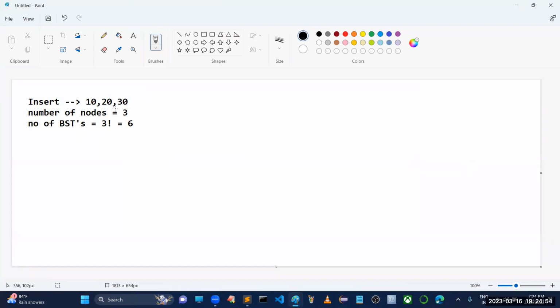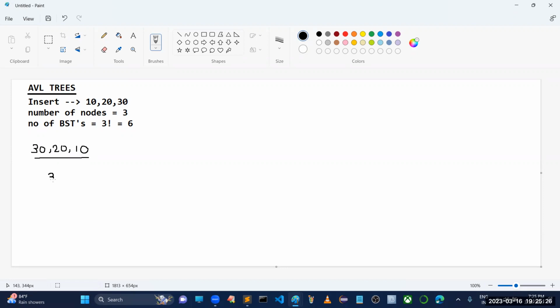Sir, first I'm taking AVL trees. Now, what is the first combination? Consider I want to insert 30, and then I want to insert 20, and then I want to insert 10. These three nodes I want to insert. This is the first tree that I am constructing.